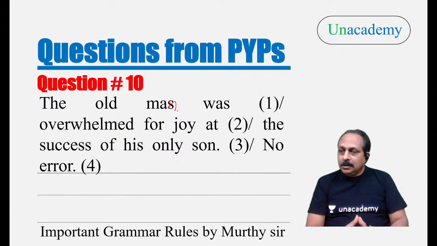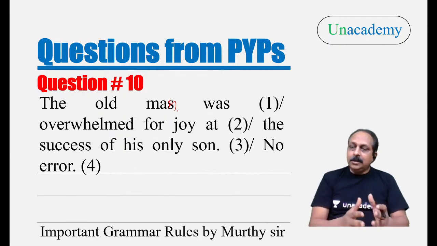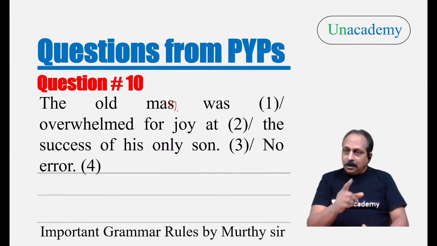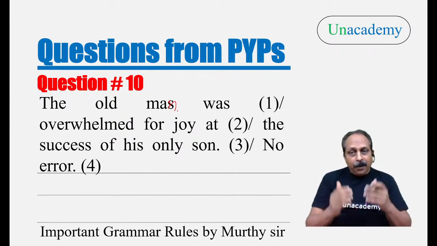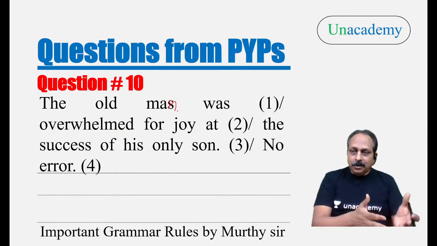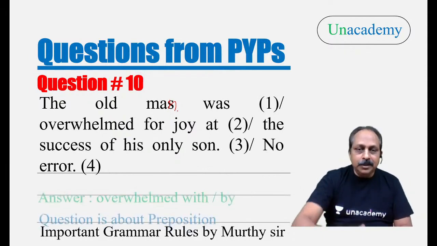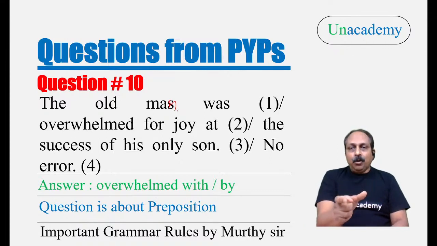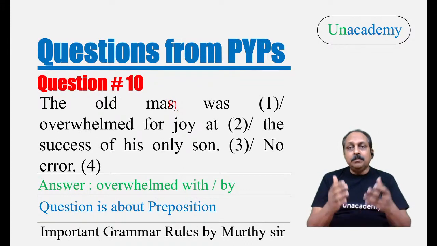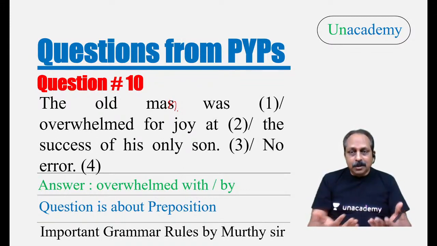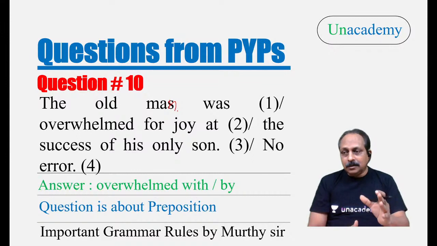Generally, it takes either. A lot of students have written with, that is right. You can also use by. Overwhelmed by something, with joy. So both can be used, but here, see, I have given both the prepositions with, by. Better here, overwhelmed with by what? By joy at the success of his only son. With joy, that is also right. By joy, with joy. Either way, it is correct.